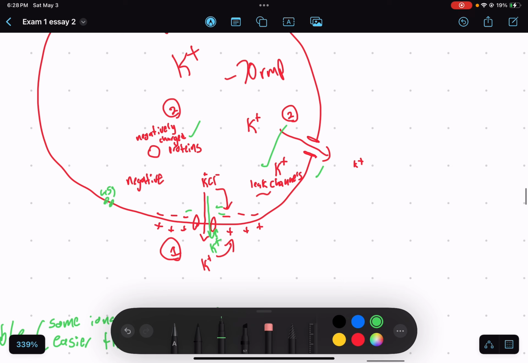And then we also talked about gradients, electrical and chemical.